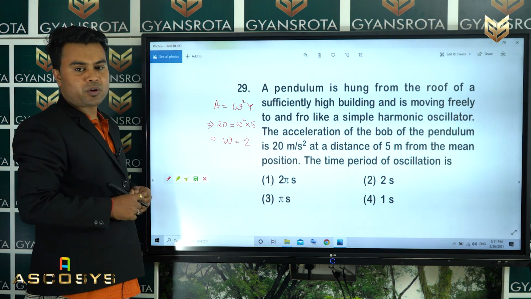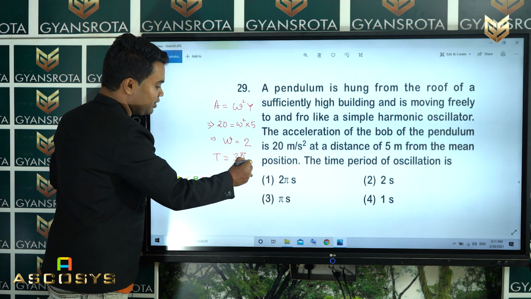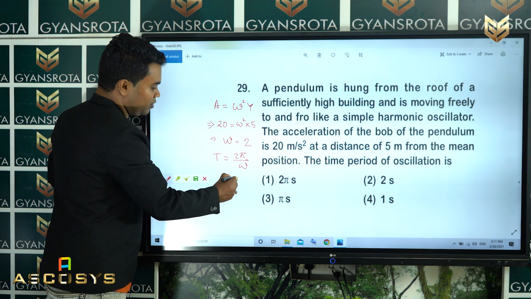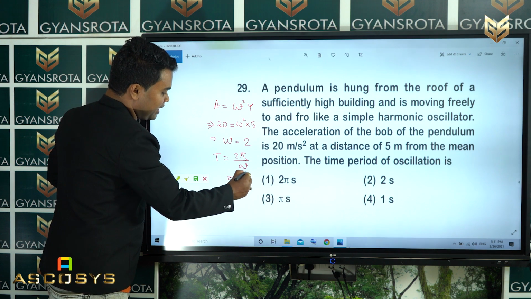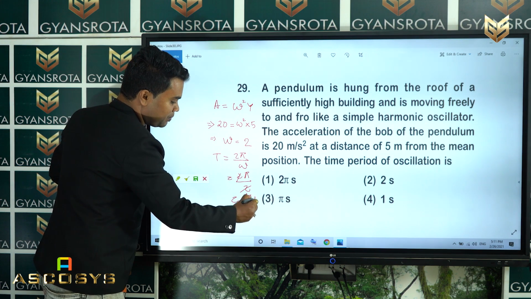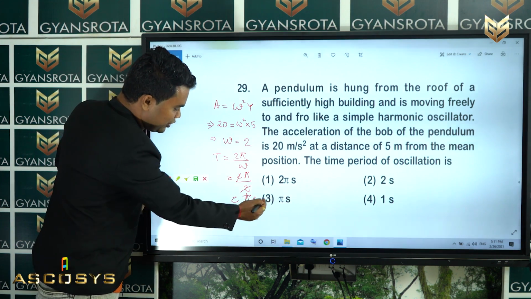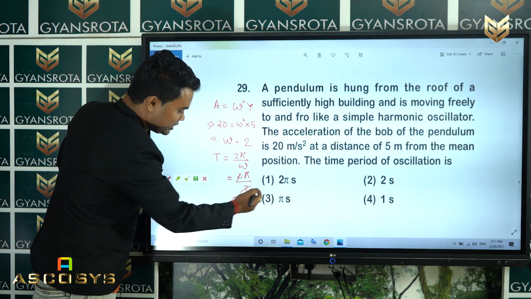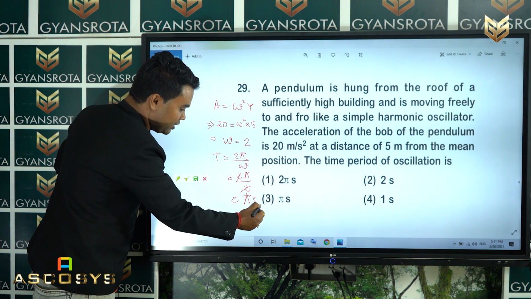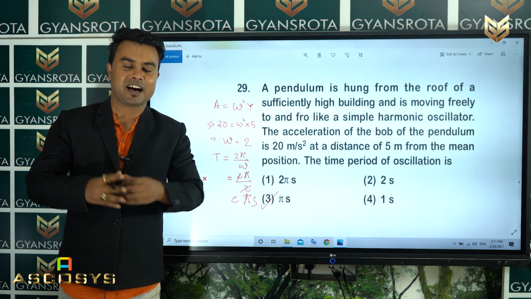So you calculated omega. Now time period is simple. 2 pi by omega. Now time period will be 2 pi by 2. 2 to get cancelled. Final answer is pi second. So if you see here in the option, it's very close to this one. Such a coincidence, we're getting the answer in this close path, right? So pi second is the right answer.